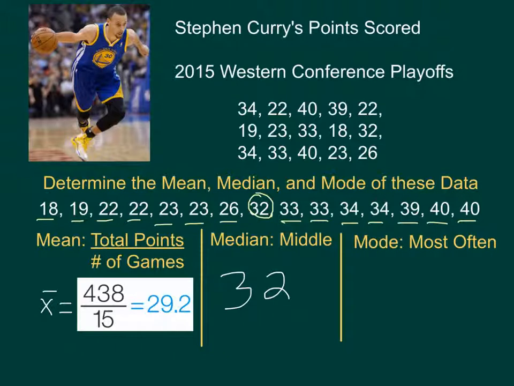So as a matter of fact, these are all different modes for Stephen Curry's scoring. So this is one scenario in which we actually have 5 modes, which is probably pretty uncommon, but that's what the data tells us here. These 5 values show up twice each in the 15 games, and so that's the mode of the data. So there we have the 3 measures of center of Stephen Curry's points scored in the 2015 Western Conference playoffs.